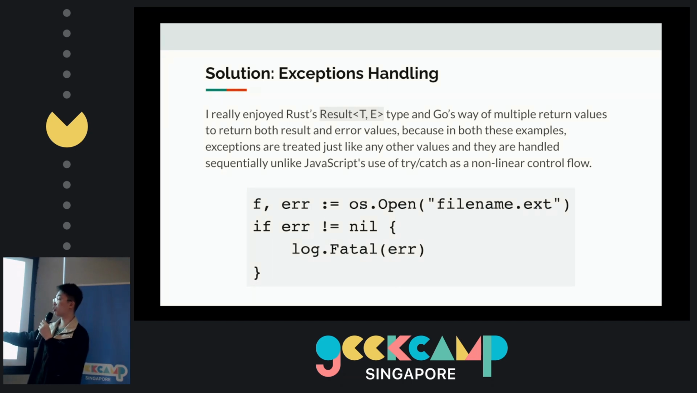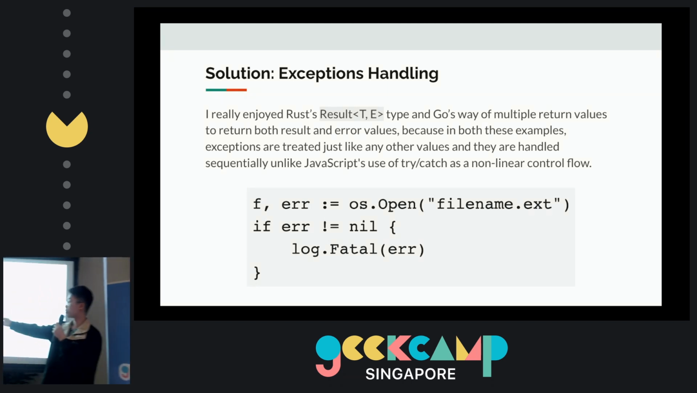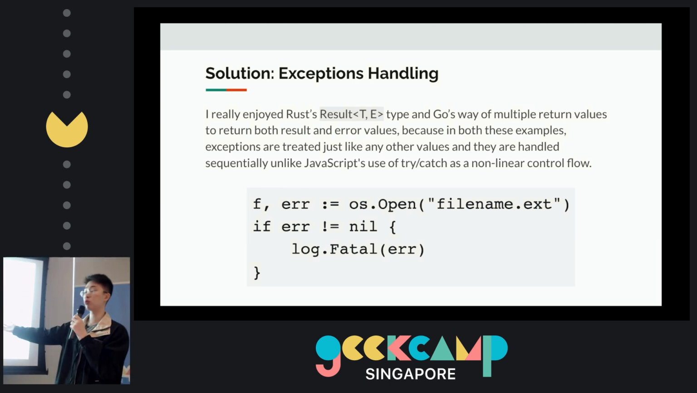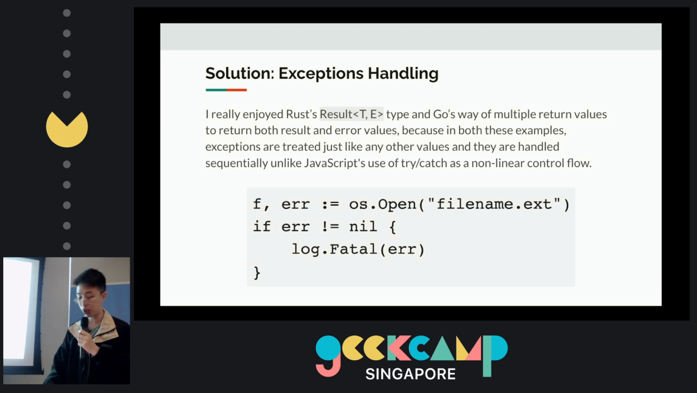So this is an example of Go code where you get back both your results and error, and then you check whether there's an error before you move on. If there's an error, you may choose to not move on, or you may choose to do something else. So why can't we do something just like that for API calls?